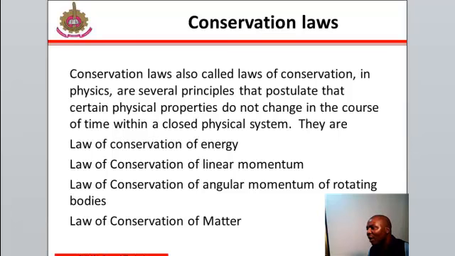Law of conservation of angular momentum of rotating bodies. Angular momentum is a vector quantity whose conservation expresses the law that a body or a system that is rotating continues to rotate at the same rate unless a twisting force called a torque is applied to it. The angular momentum of each bit of matter consists of the product of its mass, its distance from the axis of rotation, and the component of the velocity perpendicular to the line from the axis.